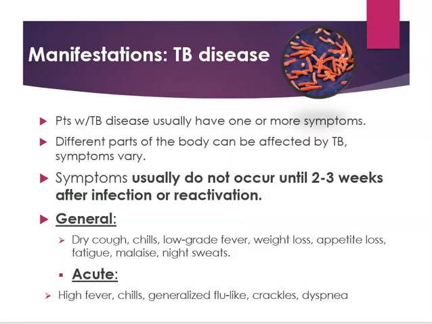What are the manifestations? Patients with TB usually have one or more symptoms, and as I said, it can affect different parts of the body. So your symptoms would be varied. Just in general, you could have a dry cough, chills, low-grade fever, weight loss, appetite loss, fatigue, malaise, and night sweats, pretty significant night sweats. Acutely, high fever, chills, generalized flu-like symptoms, crackles, dyspnea.